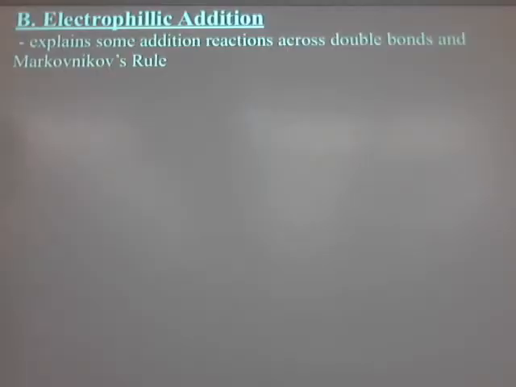Well, this was nowhere near as long. Electrophilic addition is going to only have 2 steps. But I need to explain them because it helps for us to explain Markovnikov's rule. Okay? So it's going to explain some addition reactions.